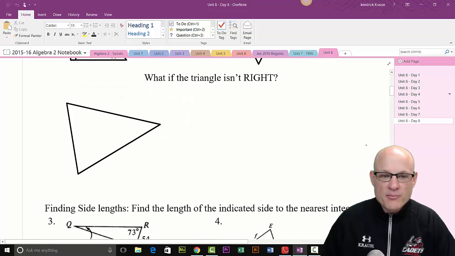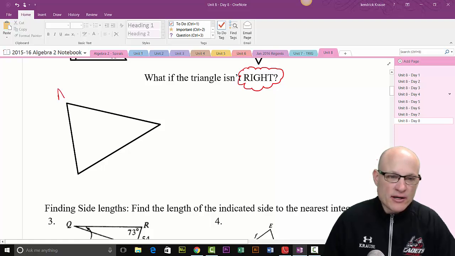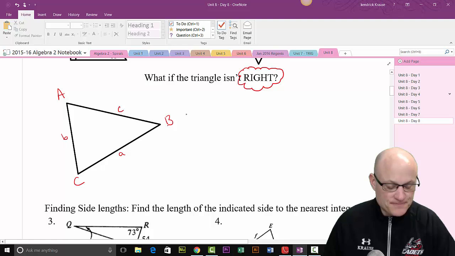That's not a bad problem. But what happens if the triangle's not right? If the triangle's not a right triangle, what are we going to do? What are our options? Let's say we have the triangle A, B, and C, little a, little b, and little c. What are we going to do?